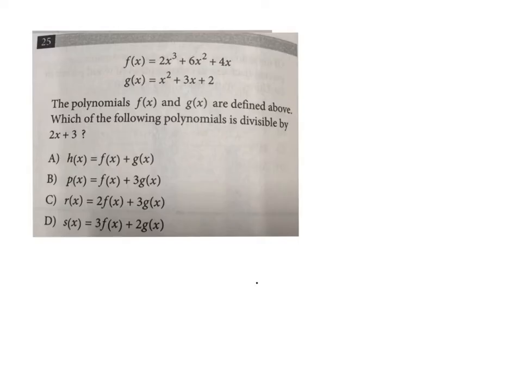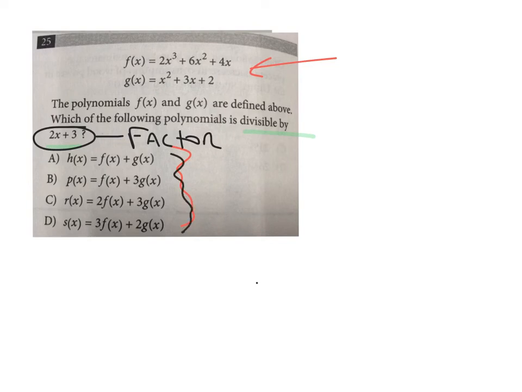Problem number 25. For these two polynomials, which of these answer choices is divisible by 2x plus 3? So if an expression is divisible by 2x plus 3, that means it's going to have 2x plus 3 as a factor. So I'm going to try to simplify these, and then after I get done simplifying, see which of them has a factor of 2x plus 3. Now, some questions are more challenging than others, and this one here, I think, would fit into the more challenging category.